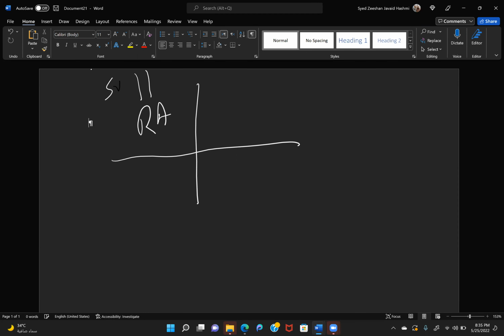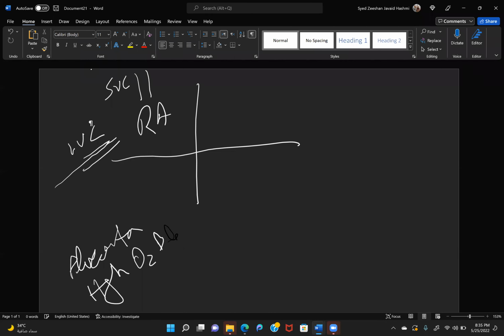This is the superior vena cava. This is the inferior vena cava. And the blood coming from the inferior vena cava is actually coming through the placenta. It is highly oxygenated blood. It is coming through the placenta and then bypassing the liver through the ductus venosus and entering the inferior vena cava.